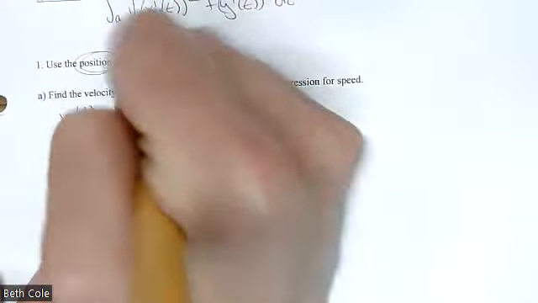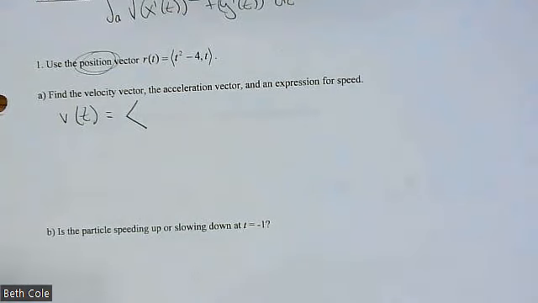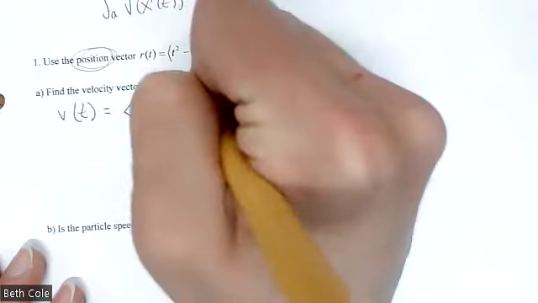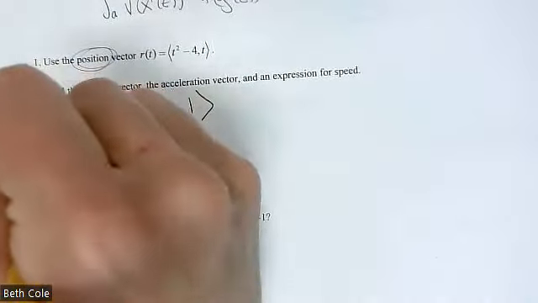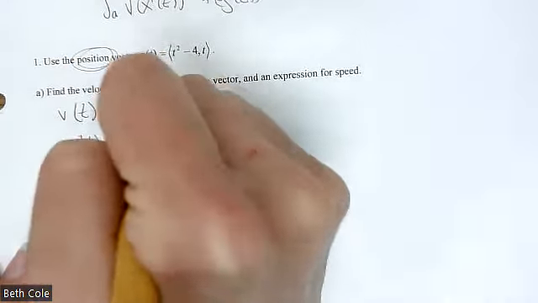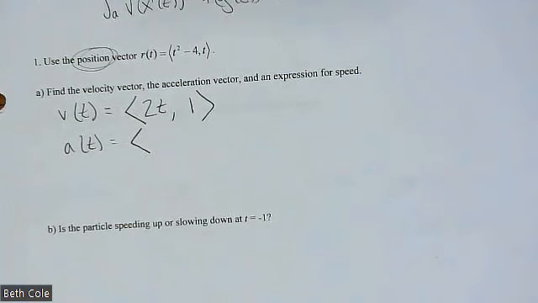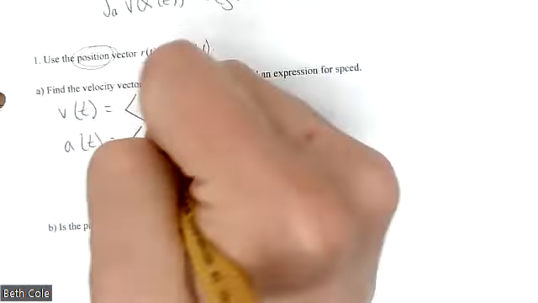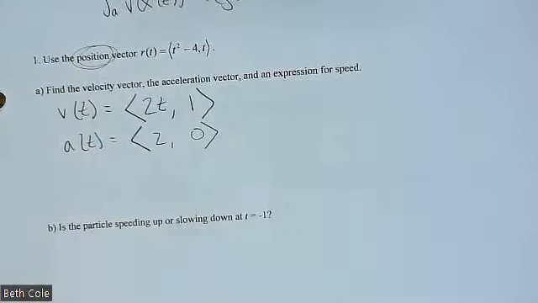We're just going to find our derivatives. So what would that give us? 2t, comma, 1. Good. The acceleration vector. So we're going to do the derivative of that. Which would be what? Yep, 2 comma 0. Derivative of 1 is 0.